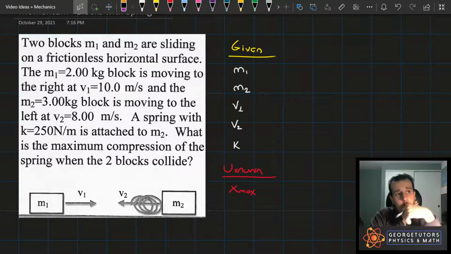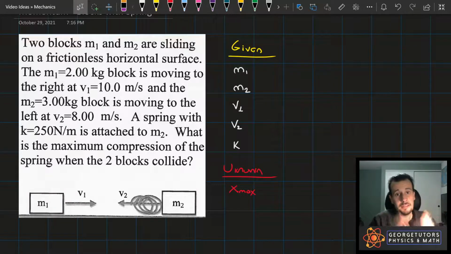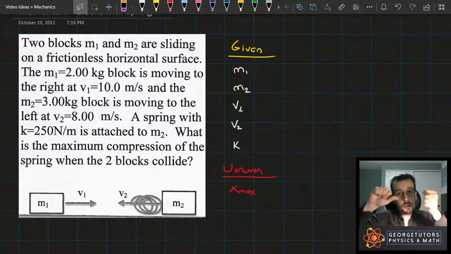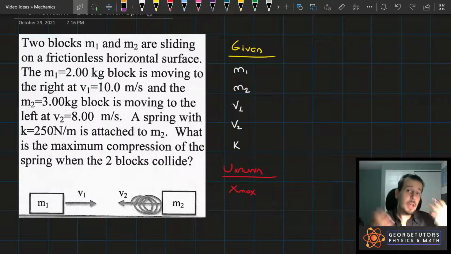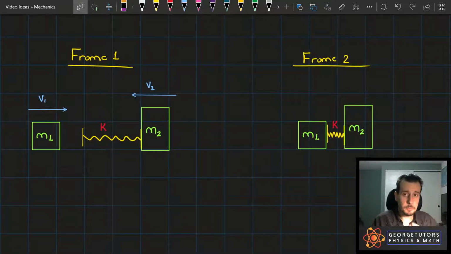And for any conservation law, what I need to have in place is two frames that I'm going to be comparing quantities between. One of the frames could very well be the right before, right before these two masses touch each other. That could be frame one that we start our comparison from. Then we let the collision go on, and we see frame two, where the maximum compression is going to happen.